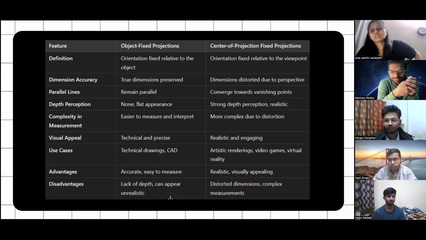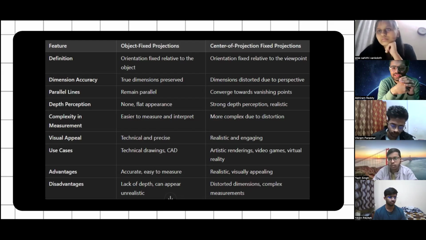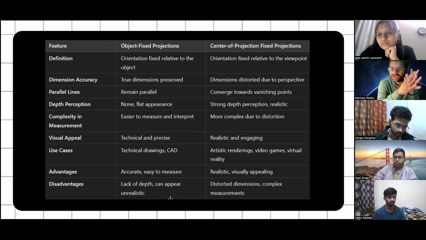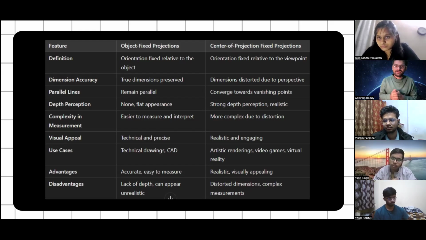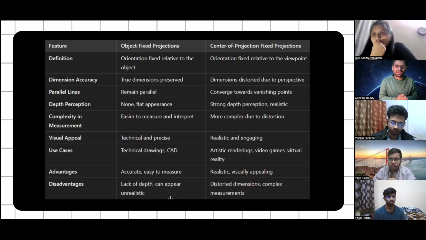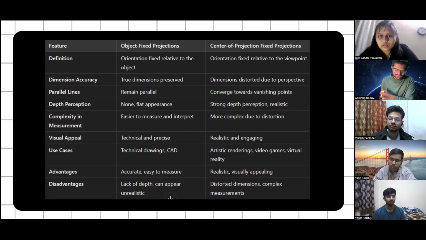Okay, and visual appeal: object fixed projections are more technical and have absolute measurements, but they appear more bland and more artificial in comparison to center of projection fixed projection. And use cases are CAD drawings and technical drawings, where you need to have your dimensions absolute in every frame. While for artistic renderings and video games, center of projection fixed projection is preferred. And advantages and disadvantages we have discussed earlier, so we can skip that. Next slide.